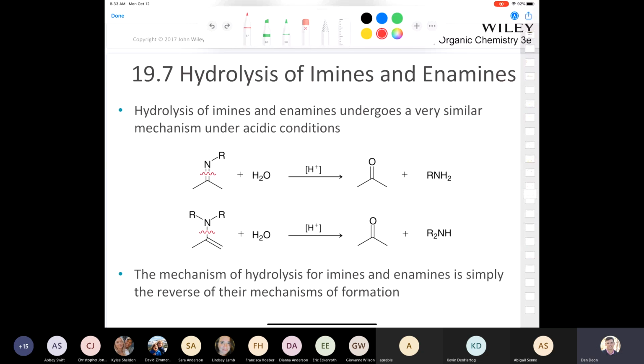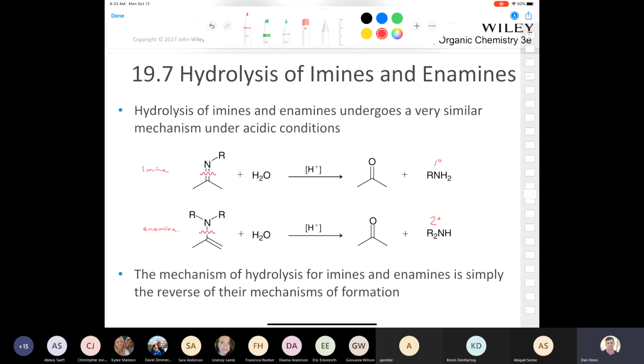Thus, if you treat an amine or an enamine with an acid catalyst, but in water, so we have water in there and we're not removing it, we're going to end up forming our ketone or an aldehyde, whichever we're starting with, and we're going to get back our primary amine or our secondary amine. This mechanism is simply the reverse of the mechanisms of their formation.